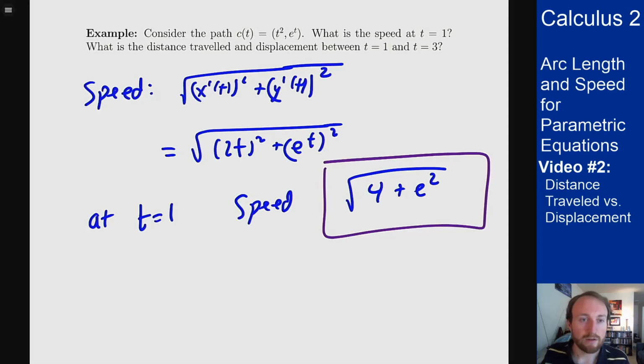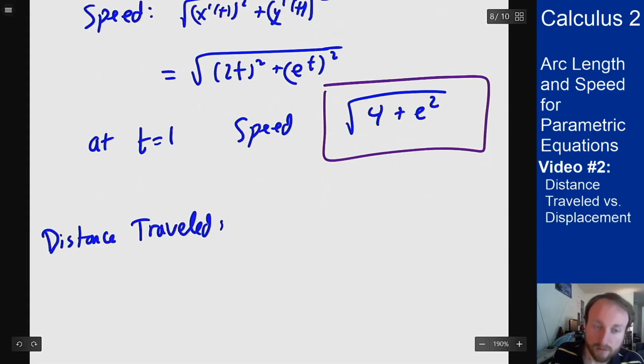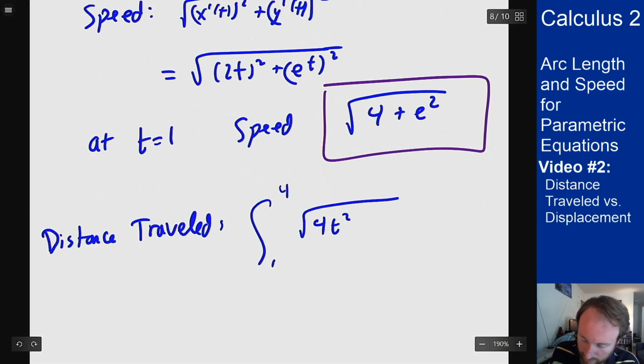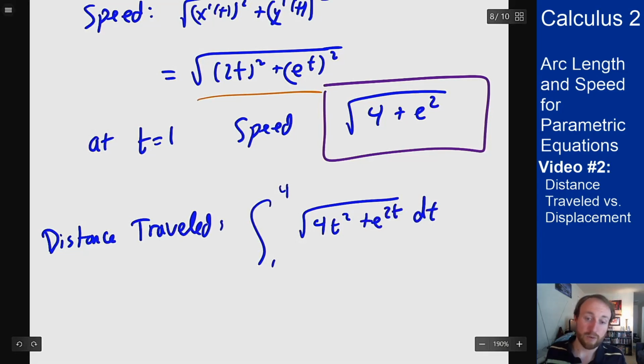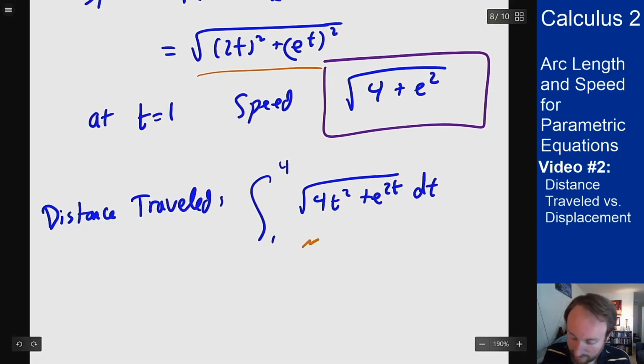Now what about distance traveled and displacement over the interval from 1 to 3? To get distance traveled, I need to integrate this speed function over that interval. So my distance traveled is the integral from 1 to 3 of the square root of 4t squared plus e to the 2t, which is my exact function for speed that I got above. This integral you can't work out by hand, but you can do it numerically, and if you do that, you get a distance traveled of about 19.225.